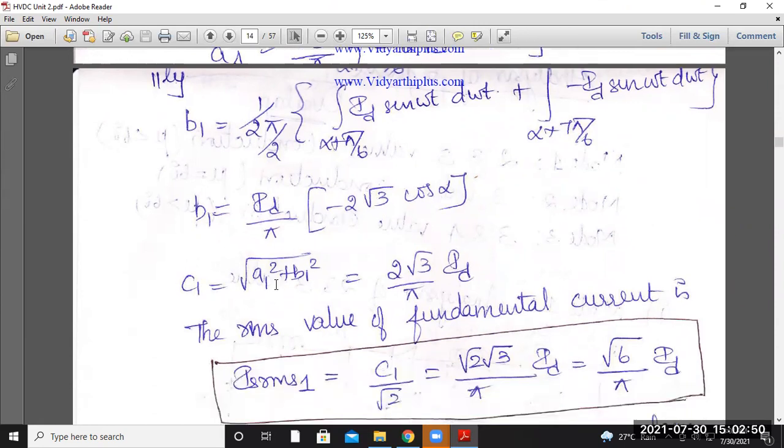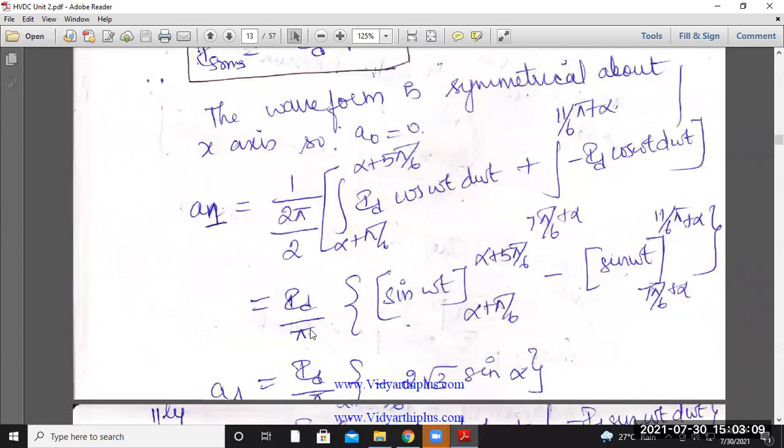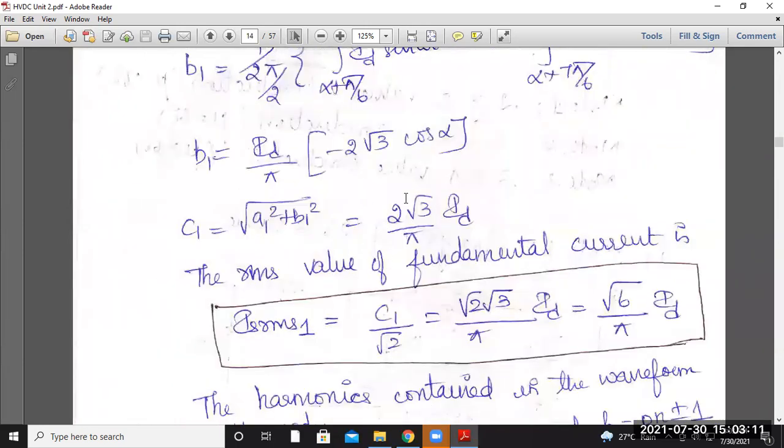But in case of c1, there is a simple equation given as under root a1 square plus b1 square. That will be equivalent to 2 root 3 upon pi into Id. As we already know the value of Id, what was the value of Id? Id and IRMS are related by this equation: Id equal to IRMS under root 2 upon 3. That is quite similar to this one.